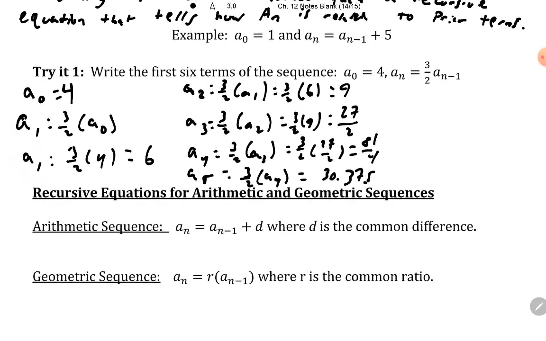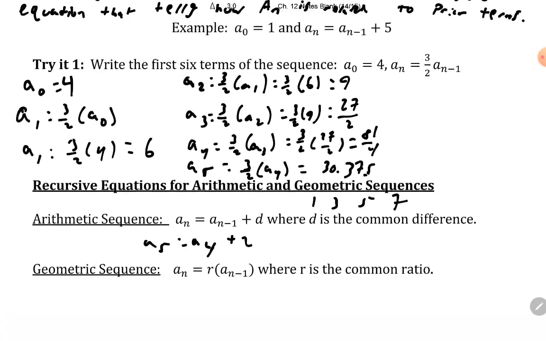Recursive equations for arithmetic and geometric sequences. So if you remember arithmetic, we had a common difference. If we have 1, 3, 5, 7, the common difference is that we're adding 2 each time, right? And that's just how it is with a recursive equation. If I wanted to find a sub 5, I would need to know what a sub 4 was, and then just add 2. Same thing with a geometric sequence. If I know the previous number, I'll just multiply it by the common ratio.